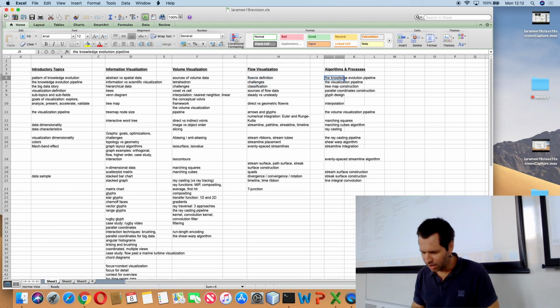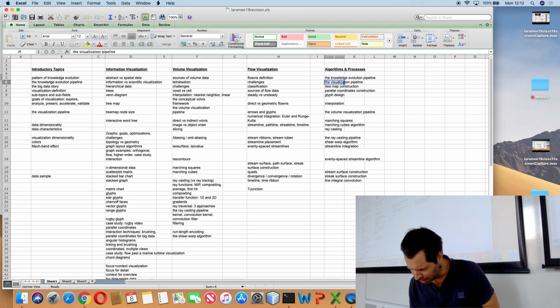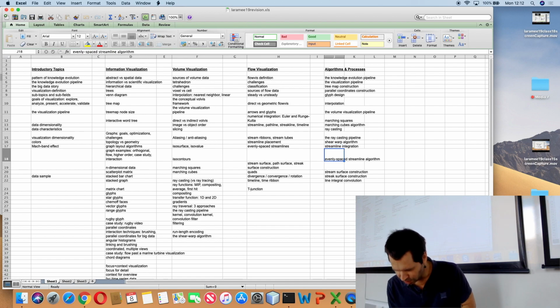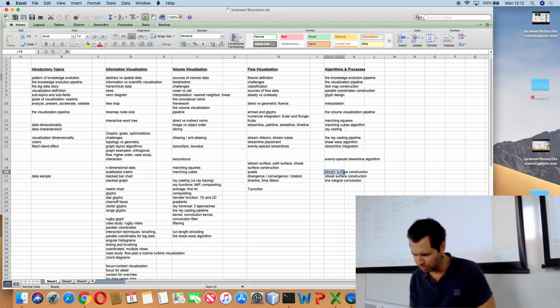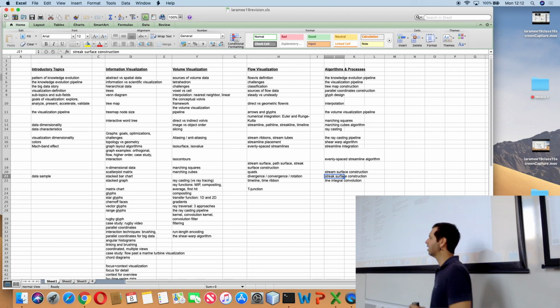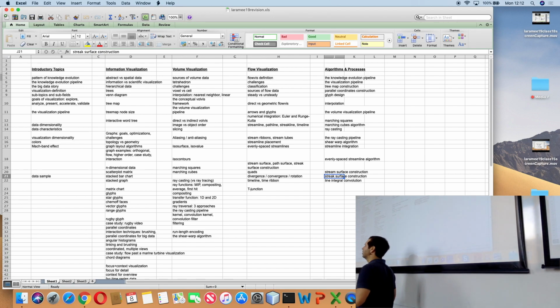And these are all the algorithms and processes: the knowledge evolution pipeline, the visualization pipeline, the tree map construction, parallel coordinates construction, glyph design, interpolation, the volume viz pipeline, marching squares, marching cubes, raycasting, the raycasting pipeline, the shear warp algorithm, the streamline integration, evenly spaced streamlines, stream surface construction, and the line integral convolution algorithm. Those are the major algorithms and processes.